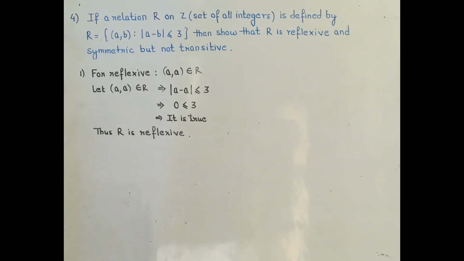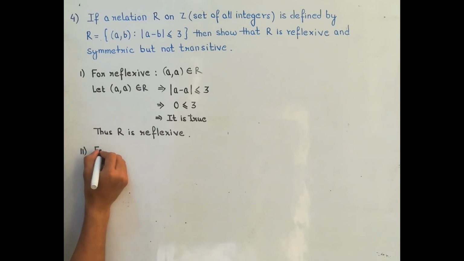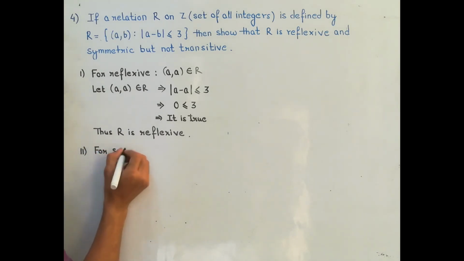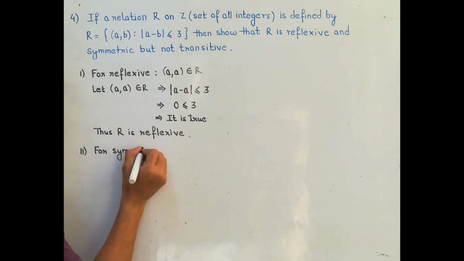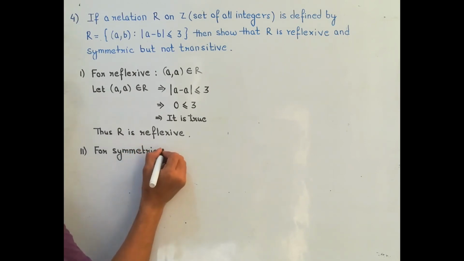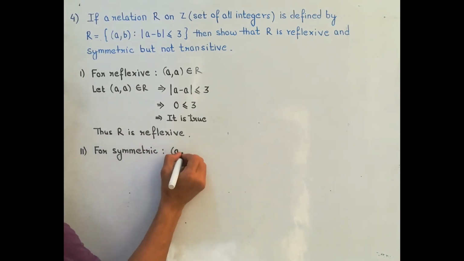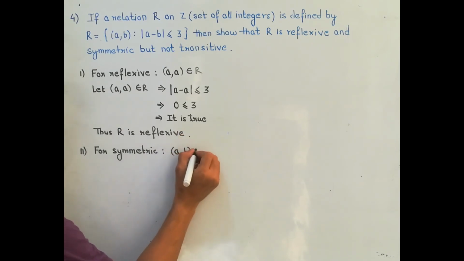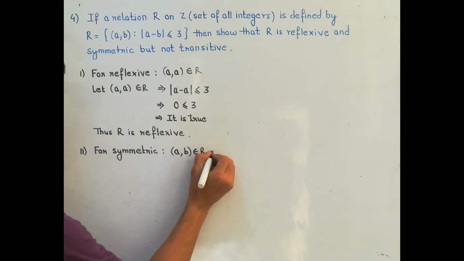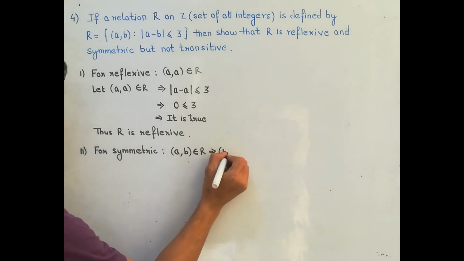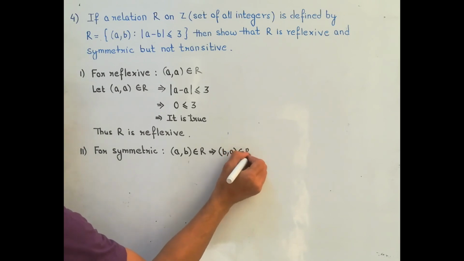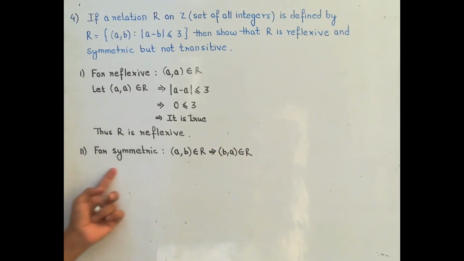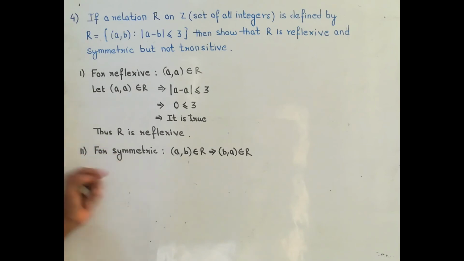Now we have to show whether it is symmetric. So for symmetric, we have this relation: if a comma b belongs to R, it implies that b comma a belongs to R. This is the definition for symmetry. Now let's prove this definition.